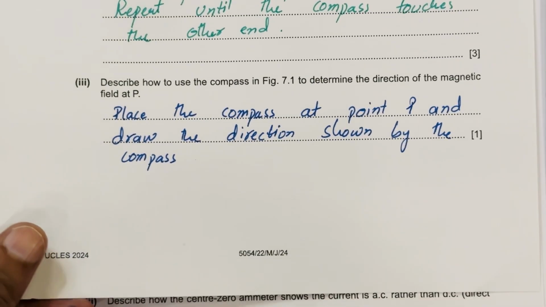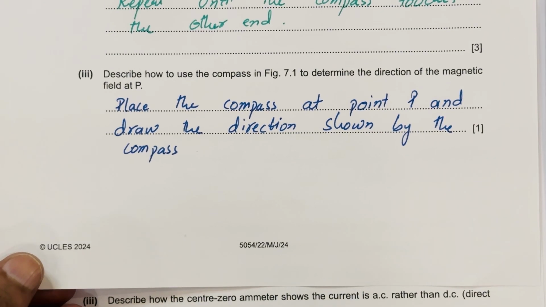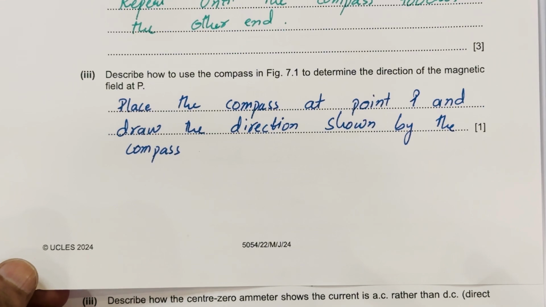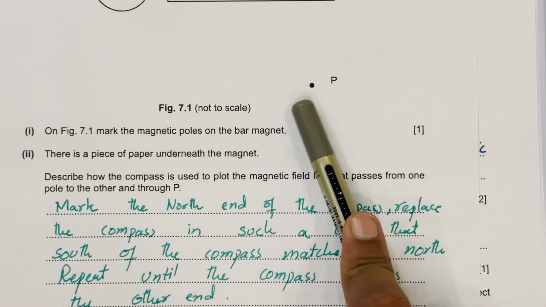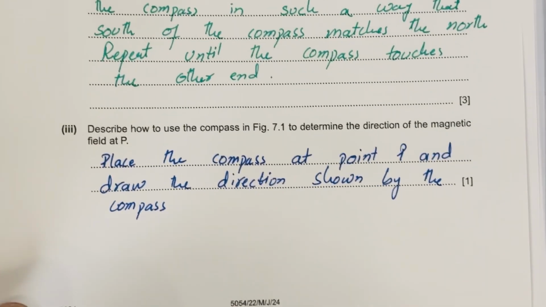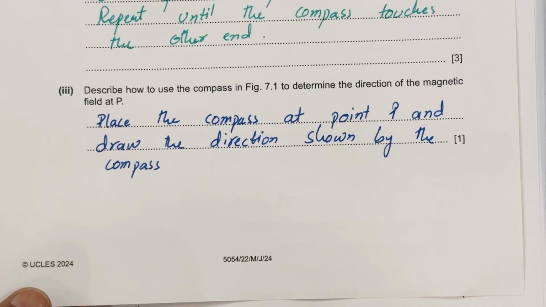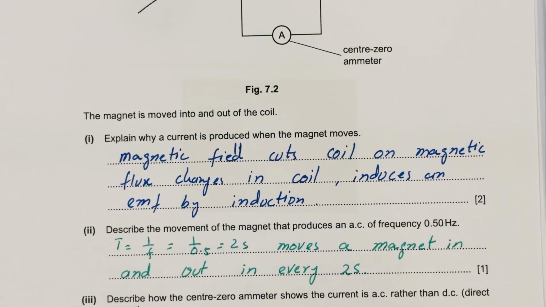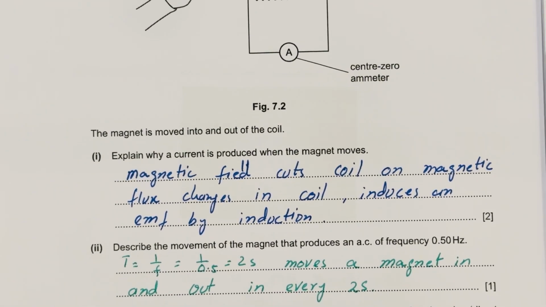So moving to its next part, describe how to use the compass in figure 7.1 to determine the direction of the magnetic field at P. P is this point. This is simple. You need to put the magnetic compass over here and you will find the direction. Place the compass at point P and draw the direction shown by the compass. Simple. You would get the 1 mark from this explanation.